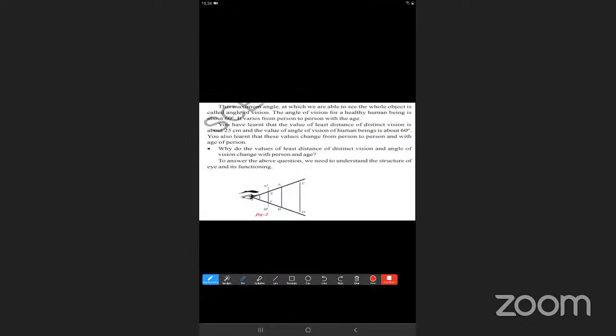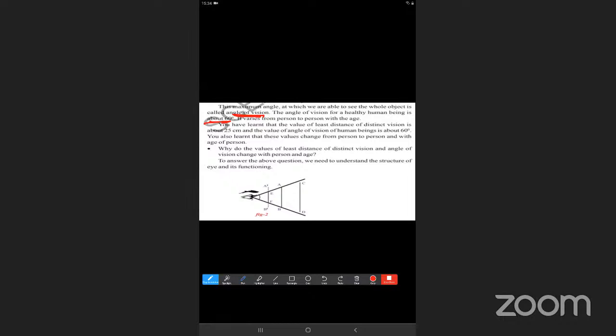So here, this maximum angle at which we are able to see the whole object is called the angle of vision. So, a very important point here. The maximum angle at which we are able to see the whole object is called the angle of vision. The angle of vision for a healthy human being is about 60 degrees, and it varies from person to person and with age. Okay, so the angle of vision is 60 degrees.